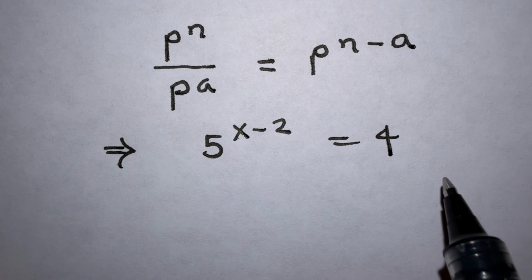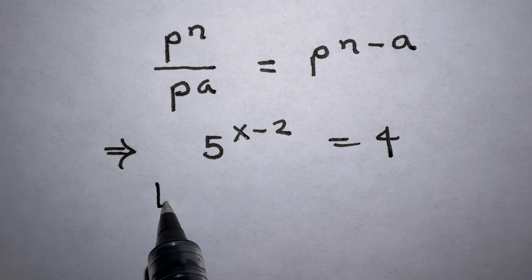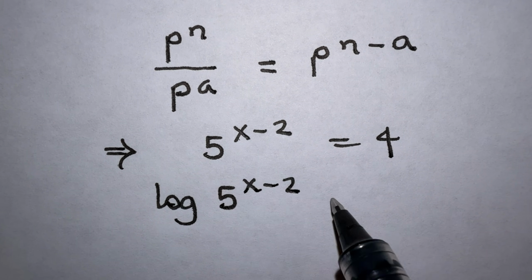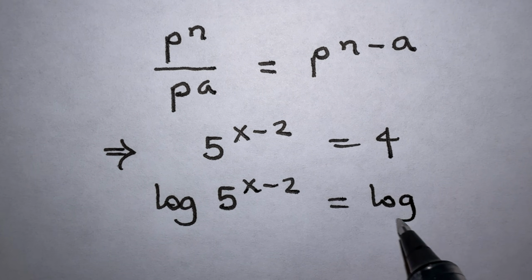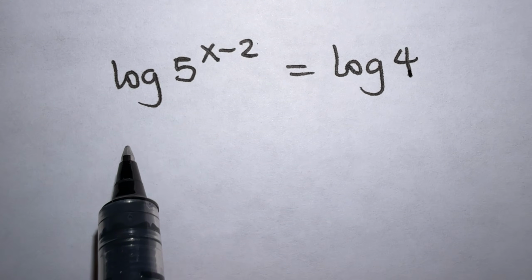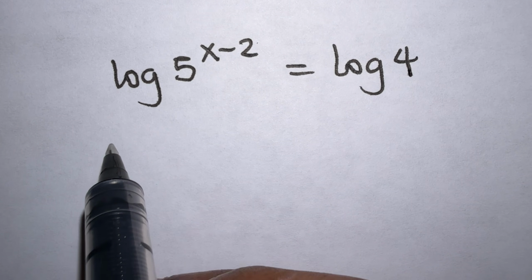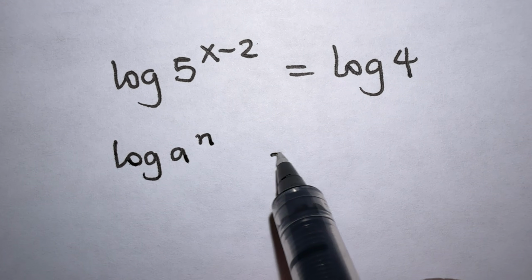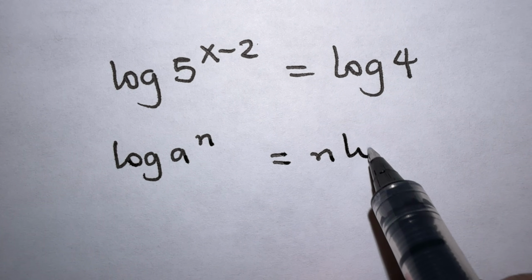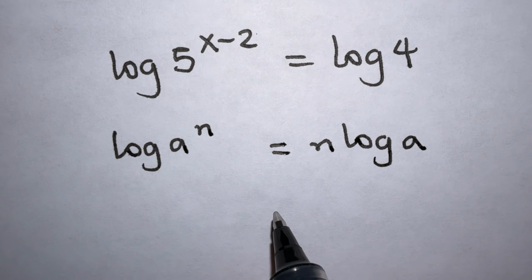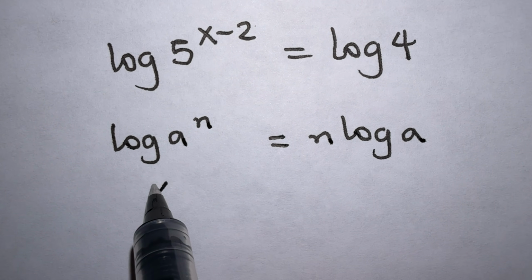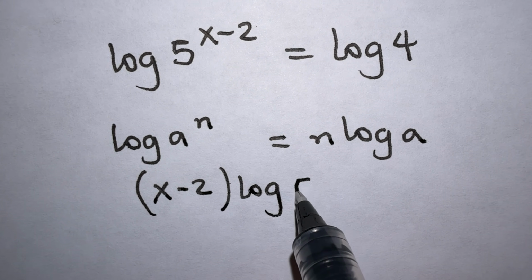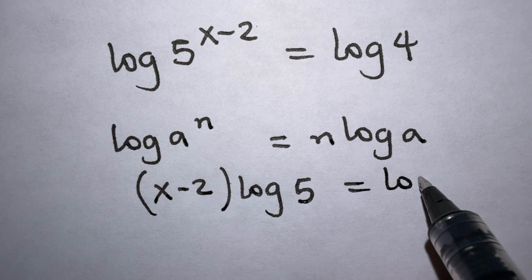This leads to an exponential equation, and we can take the logarithm of both sides, so that log 5 raised to power x minus 2 is equal to log 4. The left-hand side expression is of the form log a raised to power n. By law of logarithm, this will give us n times log a, so that this becomes x minus 2 times log 5 is equal to log 4.